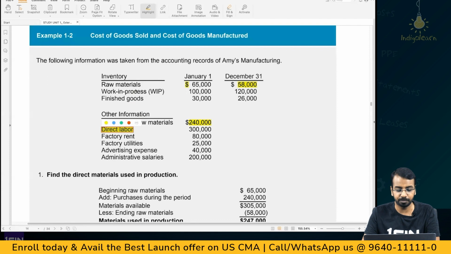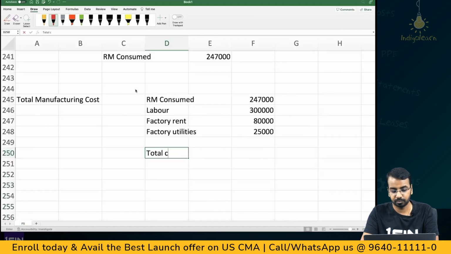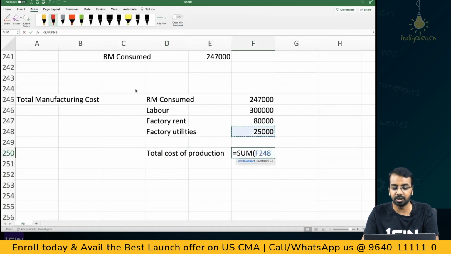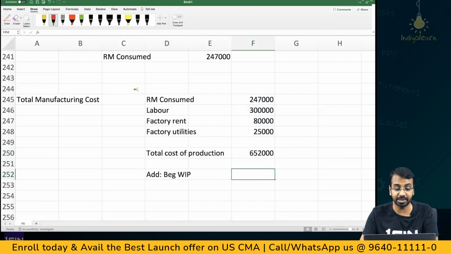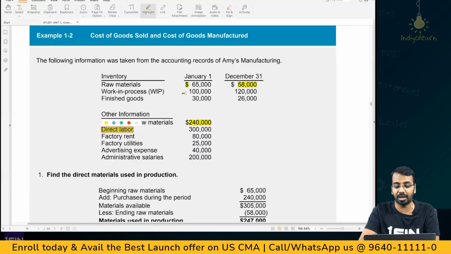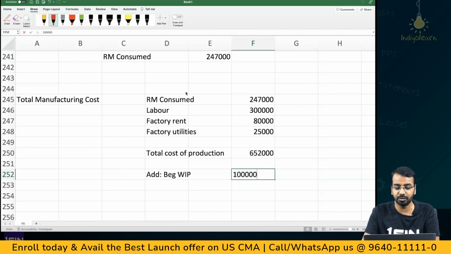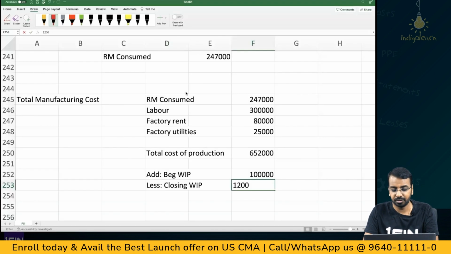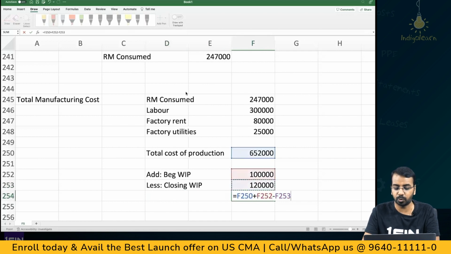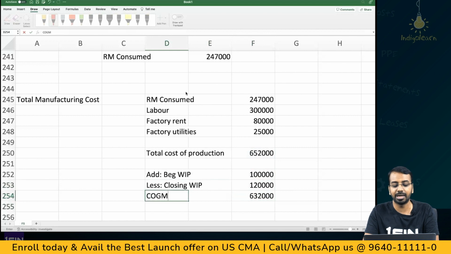Then we have WIP, so total cost of production means the cost that is incurred in the production, which is 652. To this, you will add beginning WIP, what was there in the previous period as work in process, because that you would have completed in the current period. That is 100,000 less closing WIP, which will be completed in the next period. 120. So 652 plus 100 minus 120. This gives me cost of goods manufactured.